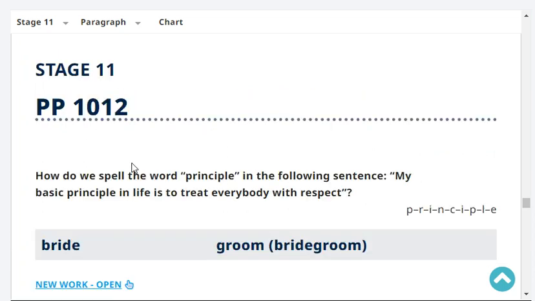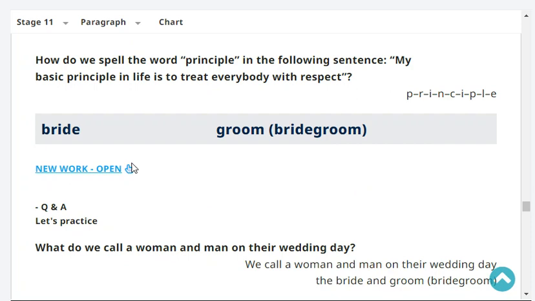How do we spell the word principle in the following sentence? My basic principle in life is to treat everybody with respect. We spell the word principle in the following sentence: My basic principle in life is to treat everybody with respect. P R I N C I P L E. Very good.